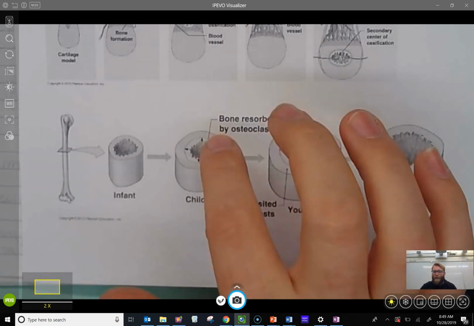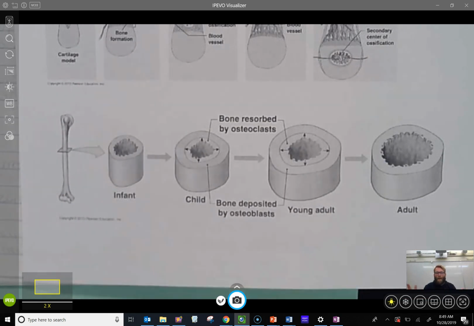Our bone is going to start getting reabsorbed, and we start depositing more and more, thickening it. Then as an adult, you're left with that area that allows for the marrow to come in and allow you to carry out a lot of the other functions that you need to survive.